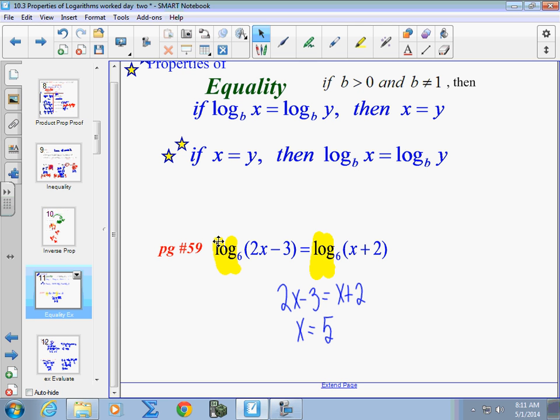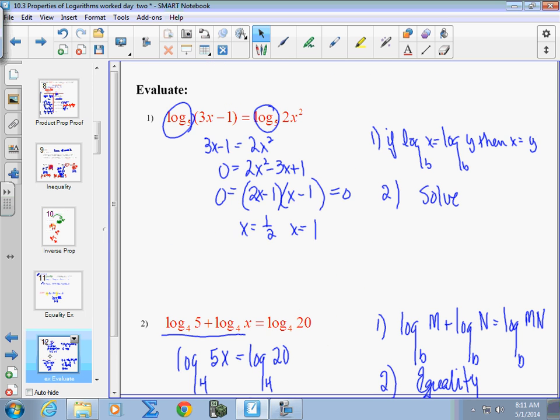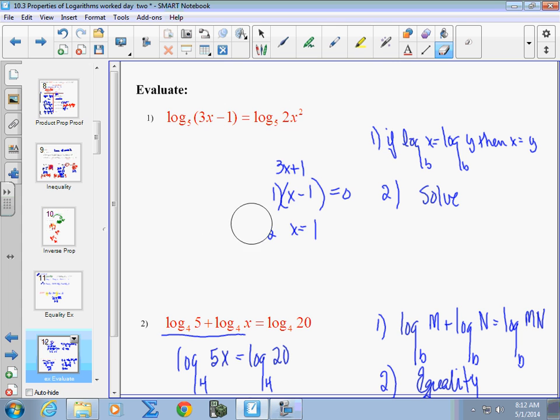Any questions about how to use the equality property? That's one way to use it. That's not the way we're going to use it, but that's probably what's on the homework tonight. We already did these. Not this one.